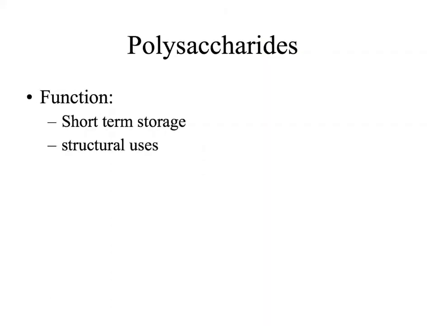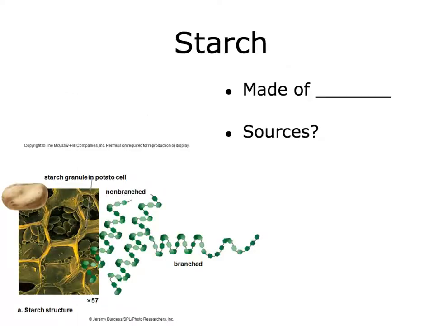Many polysaccharides are used for short-term energy storage. Others are used for structural support. We're going to look at examples of each one. Starch is a polysaccharide found in many plants, particularly in things like potatoes and rice. Starch is made of glucose molecules. These glucose molecules are connected together using chemical bonds.